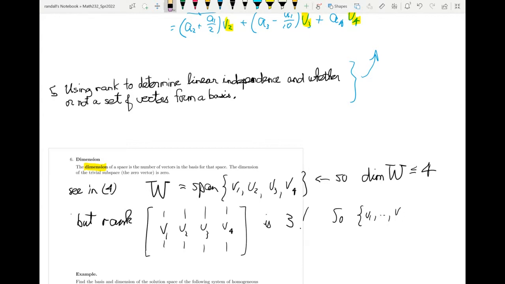Sorry, I mean, not that, but we did extract the 3 vectors that do span it. Rank is 3, so the dimension of W is 3, okay? So it's actually less than 4.